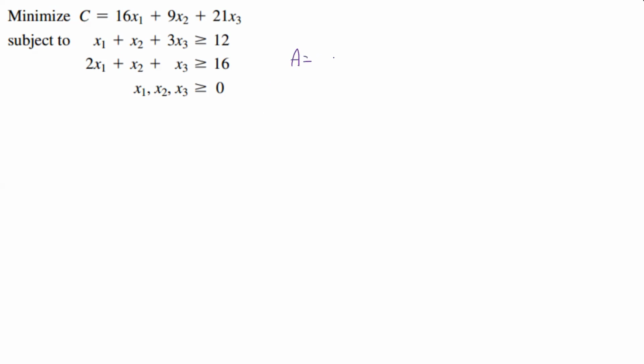Well, A is going to be what? Well, that's going to be 1, 1, 3, then 12. Then it's going to be a 2, 1, 1, 16. And then we're going to use the top row 16, 9, 21, and then a 1. And so this is our matrix. And the key piece here is we want to make sure we have that.